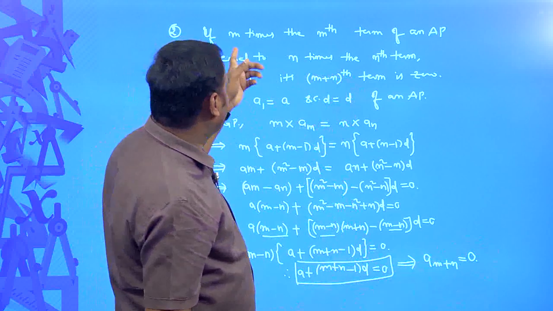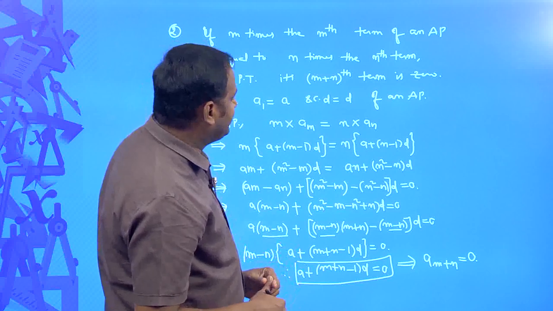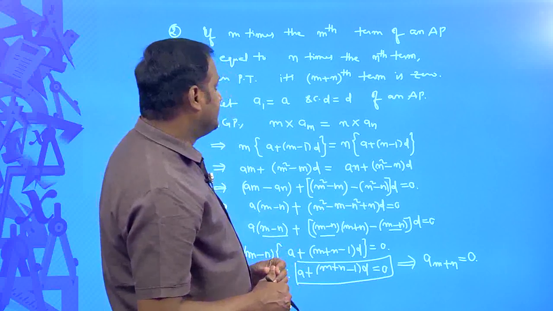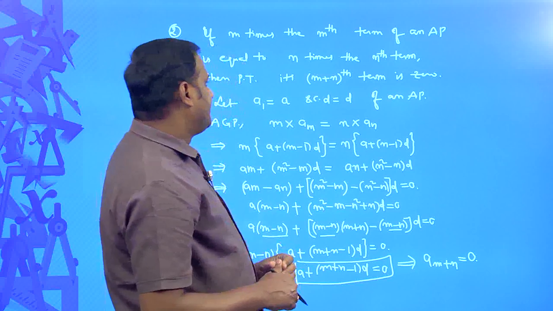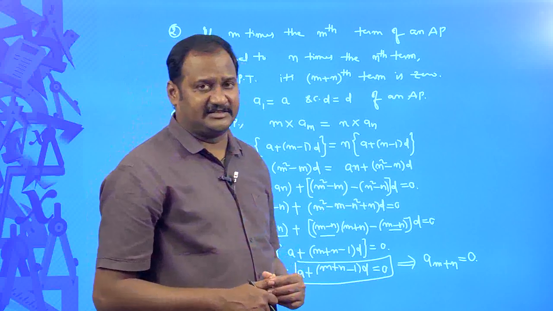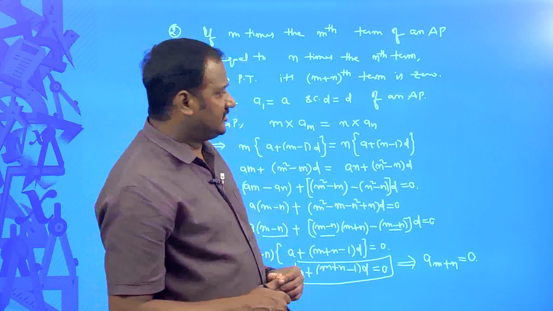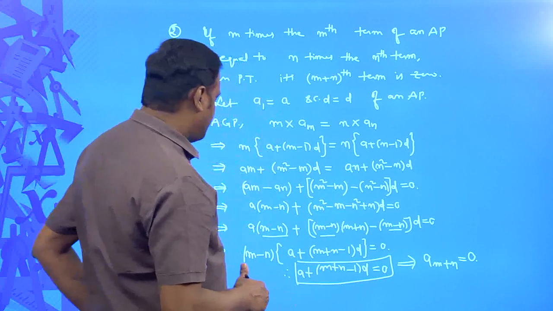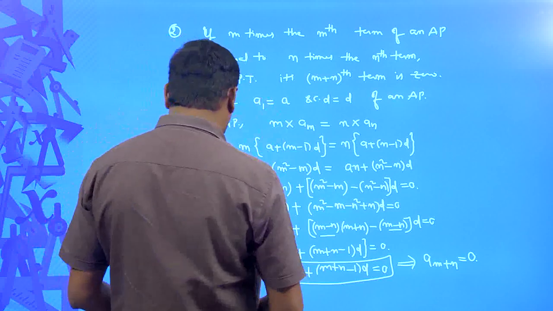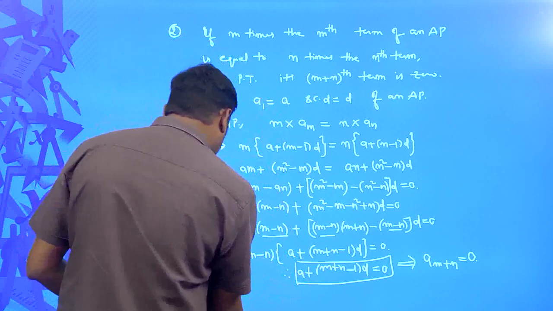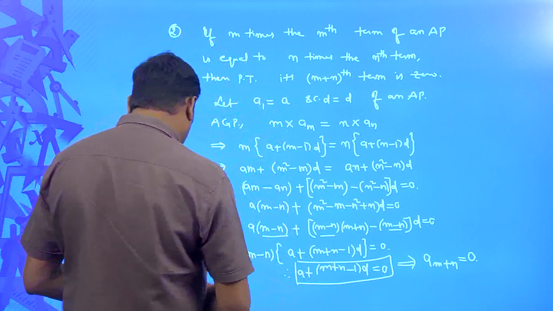So, this way we can prove that if m times the mth term of an AP is equal to n times the nth term, then its m plus nth term is 0. Understand? So, this is the way of answering this problem. So, let us go with one more example.